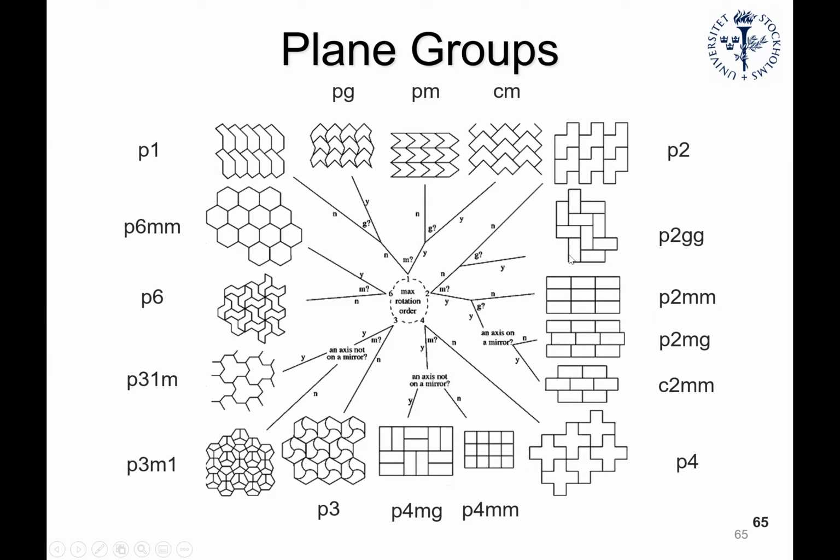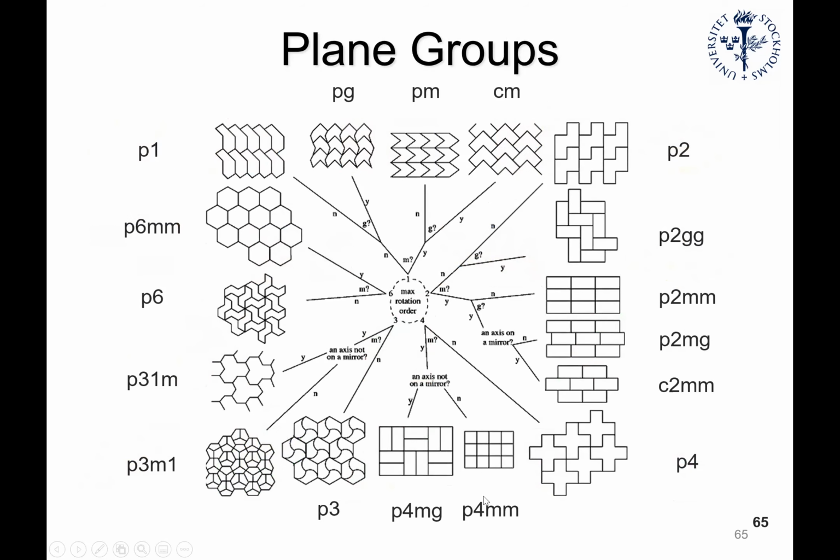There are mirror planes that are vertical. I can see that there's a mirror plane going through the middle of these rectangles, but also a mirror plane that would go along the edge of the rectangle. And there are also horizontal mirror planes as well. The horizontal and vertical mirror planes are not related to one another by symmetry. So these are two separate mirror planes.